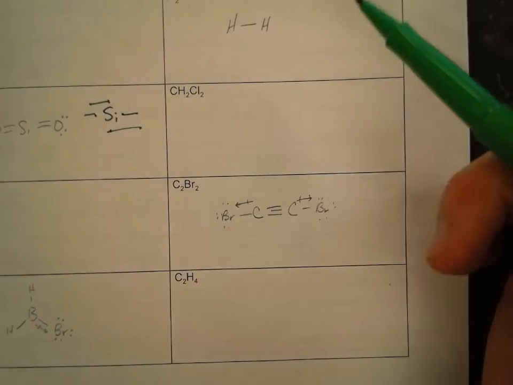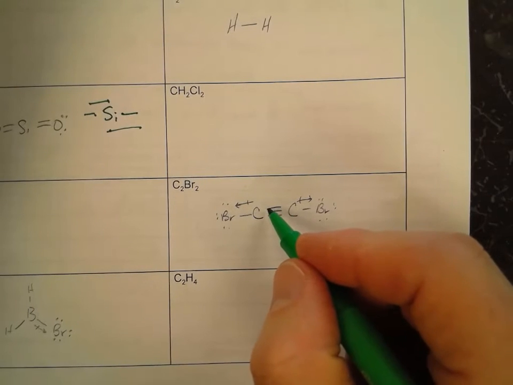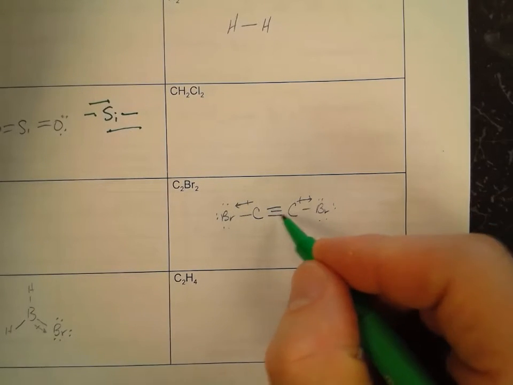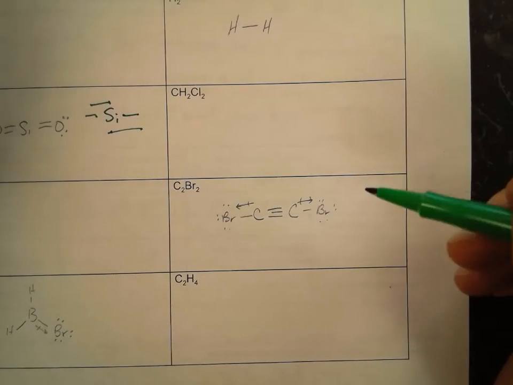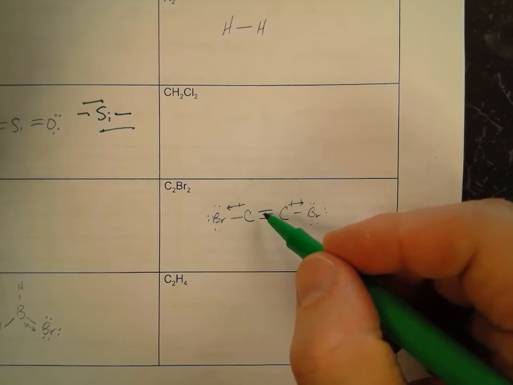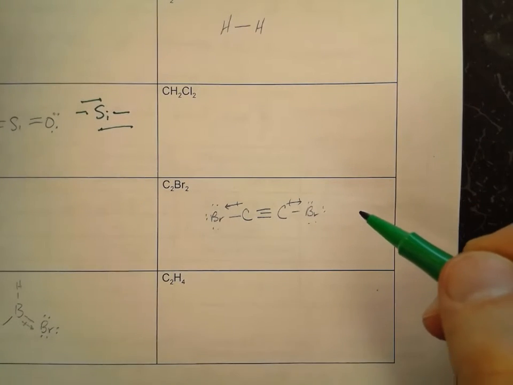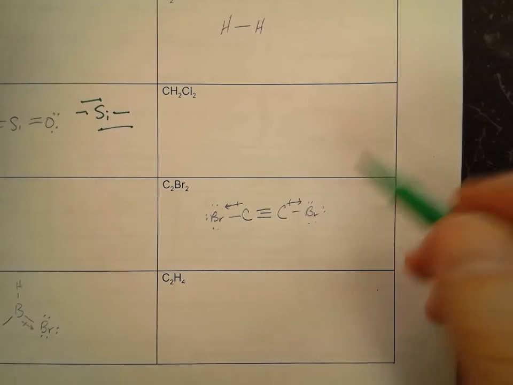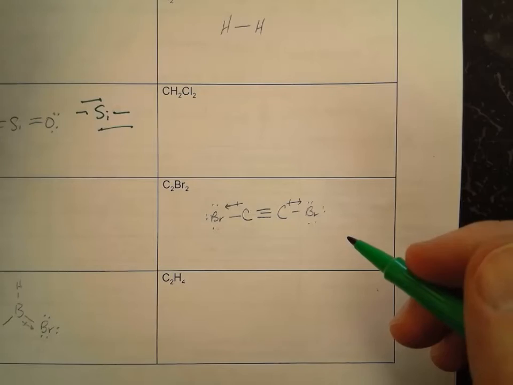This is a more unique one. To satisfy the octet rule, we have to have 1, 2, 3, 4, 5, 6, 7, 8 electrons shared. So that's the only arrangement that would do that here. We'd have offsetting dipoles between bromine and carbon. So it would be a linear molecule that would be nonpolar.